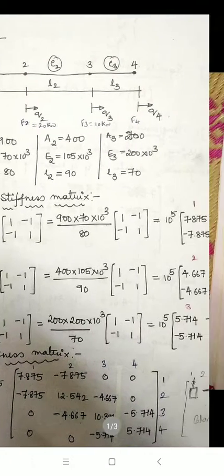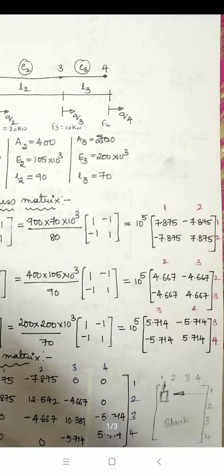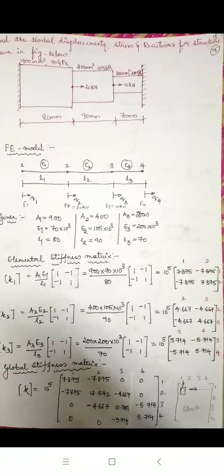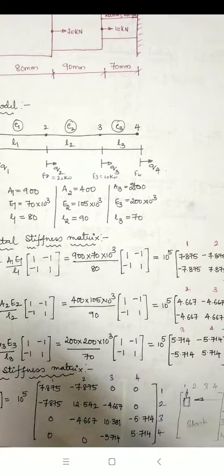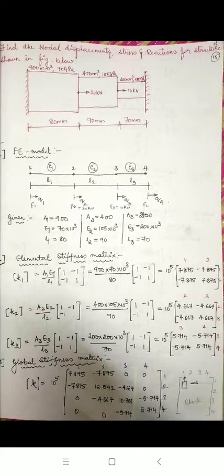Similarly, in place of column 3 and row 3, again we are getting two values. One we can find in K2, that is column 3 row 3 as 4.667, and in K3, in the place of column 3 and row 3, the value is 5.714. Adding these two values, we get 10.381 in the place of column 3 row 3. Like this, go on writing all the values to get the global stiffness matrix.